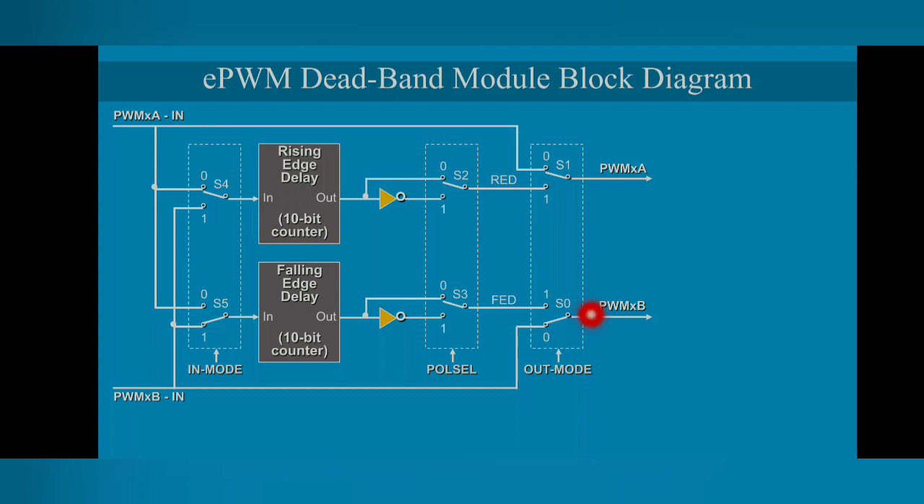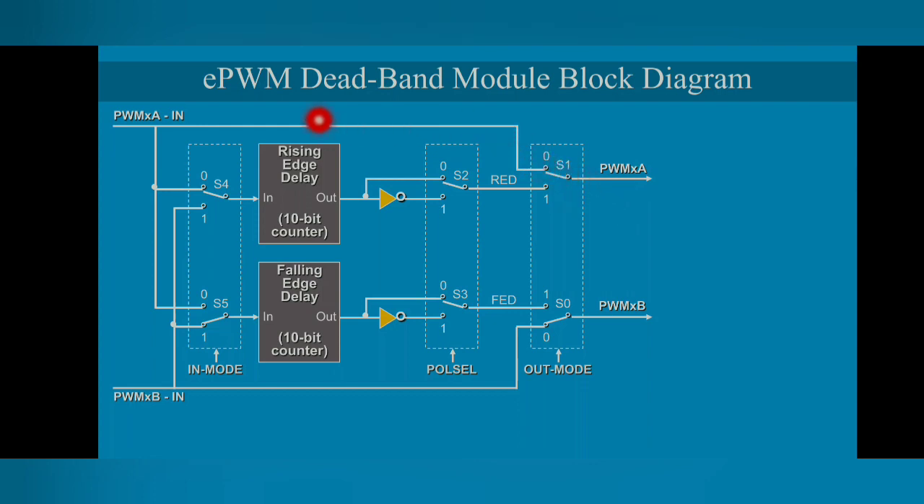We have a set of three registers: one is the output mode, another is the polarity selection, and the other is the in mode. In output mode, when S0 and S1 are connected to 0, we are directly connecting PWM A and B, that is, directly connecting to the PWM pulses generated from the DSP processor.